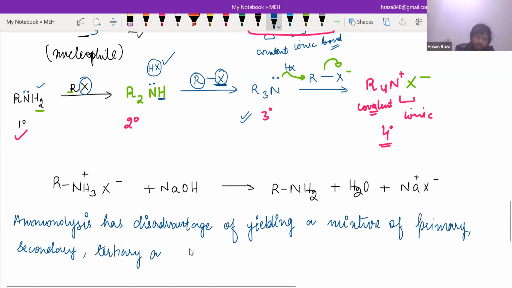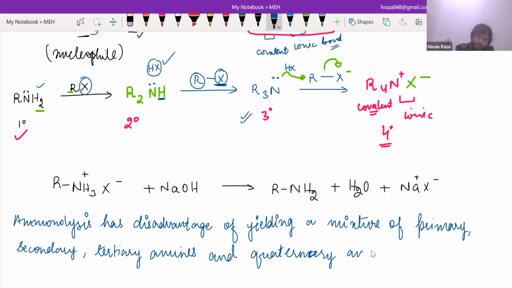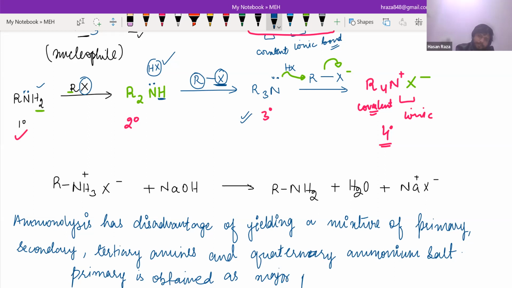This is your amines and quaternary ammonium salt. The last one is quaternary ammonium salt. Primary is obtained as major product.